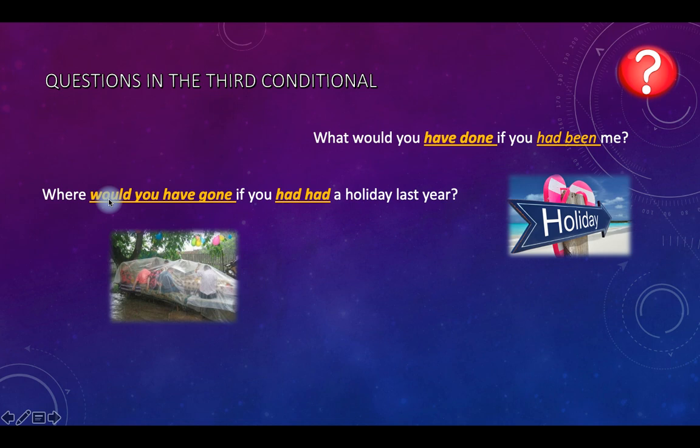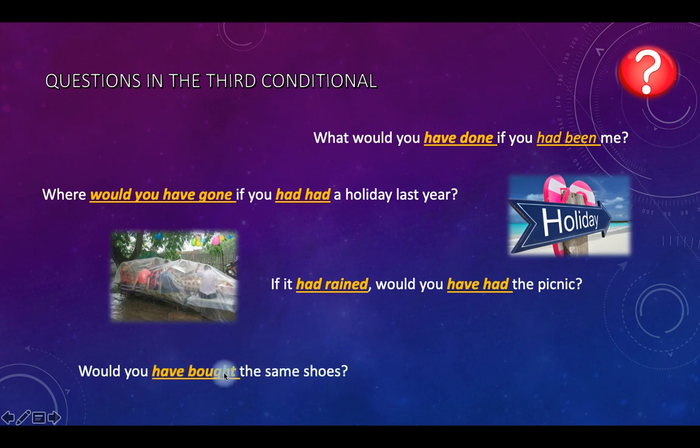Okay. What about this one? If it had rained, would you have had the picnic? We can also start our questions with if it's possible, yeah? So it's a reverse question. And it's possible to ask questions like this. Would you have bought the same shoes? If we don't have a question word, the question will start with would. Aynı ayakkabıyı alır mıydın?